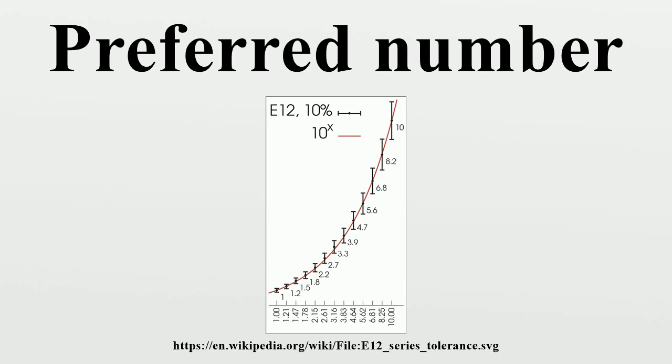In applications for which the R5 series provides a too fine graduation, the 1-2-5 series is sometimes used as a cruder alternative. It is effectively an R3 series rounded to one significant digit. 0.1, 0.2, 0.5, 1, 2, 5, 10, 20, 50, 100, 200, 500, 1000. This series covers a decade in three steps. Adjacent values differ by factors 2 or 2.5.